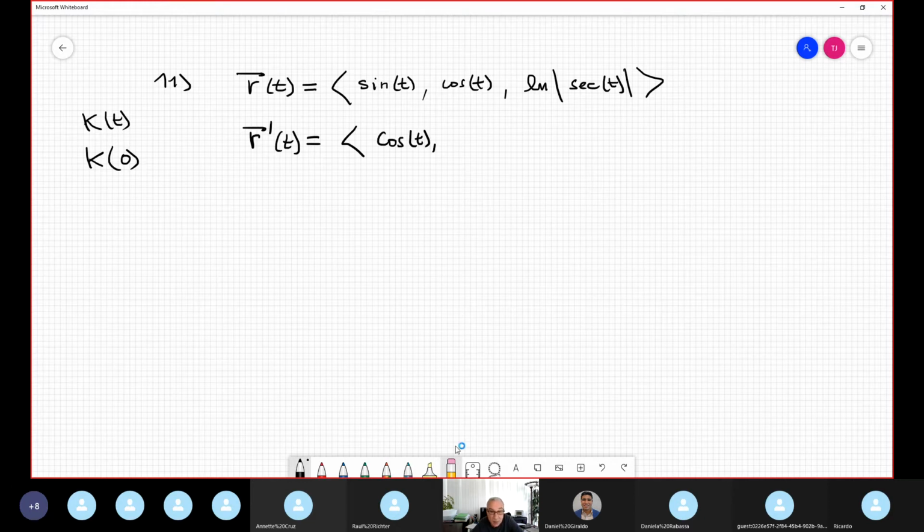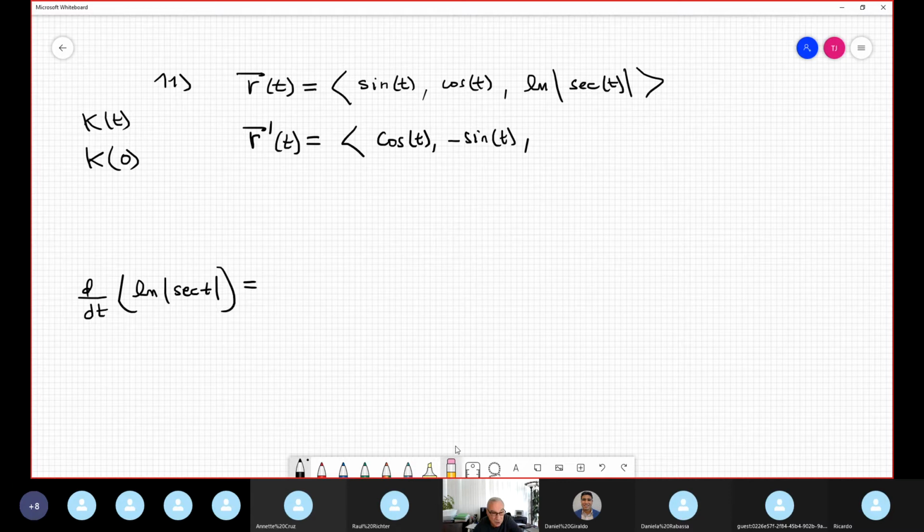Derivative of cosine is minus sine. And the derivative of this is a little bit weird, but you're using the chain rule. In the chain rule, you differentiate. Let me try to do it here. Derivative with respect to time of the natural logarithm of the absolute value of secant t.